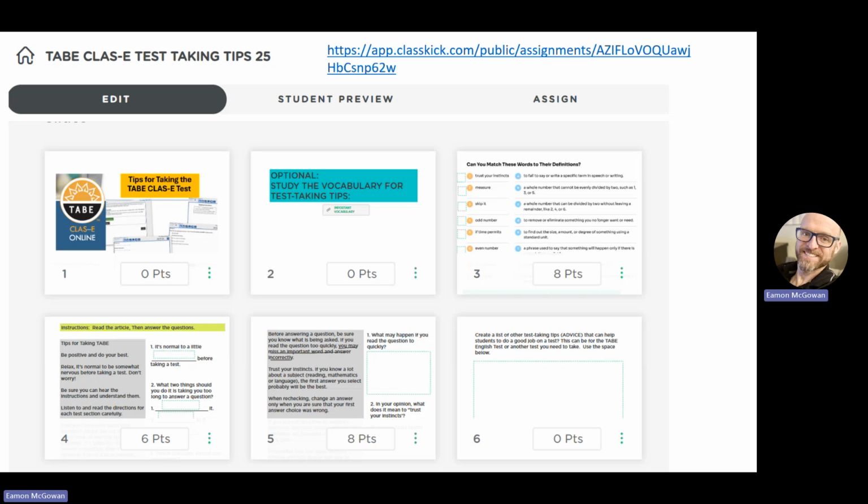And we have vocabulary for you to teach your students. We have an article for them to answer questions and an opportunity for them to brainstorm different ways that they can do well on tests.